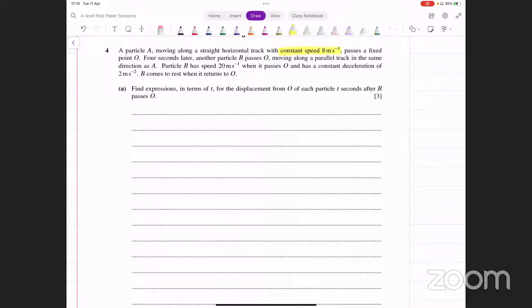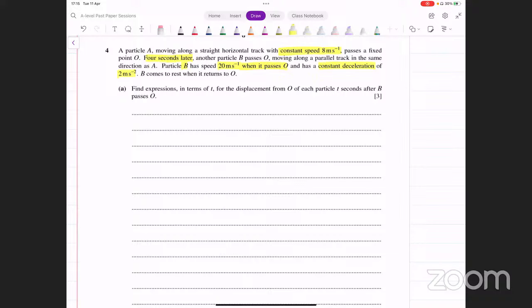Speed constant hai yahan pe. It passes a fixed point O. 4 seconds later, another particle B passes O, moving along a parallel track in the same direction as A. Particle B has speed 20 meters per second when it passes O and has a constant deceleration of 2 meters per second square. Okay. B has a speed of 20 meters per second when it passes O, and a constant deceleration after that of 2 meters per second square.